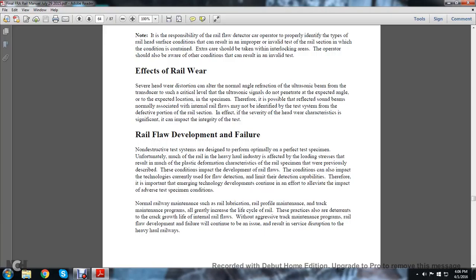Rail flaw development and failure. Non-destructive test systems are designed to perform optimally on the testing specimen. Unfortunately, much of the rail in the heavy haul industry is affected by loading stress. The result is much of the plastic deformation characteristic of the rail specimen previously described. These conditions impact the development of rail flaws. The conditions also impact the technologies currently used in flaw detection, limiting the detection capabilities. Therefore, it is important that emerging technology developments continue in the effort to evaluate the impact of adverse testing specimen conditions.